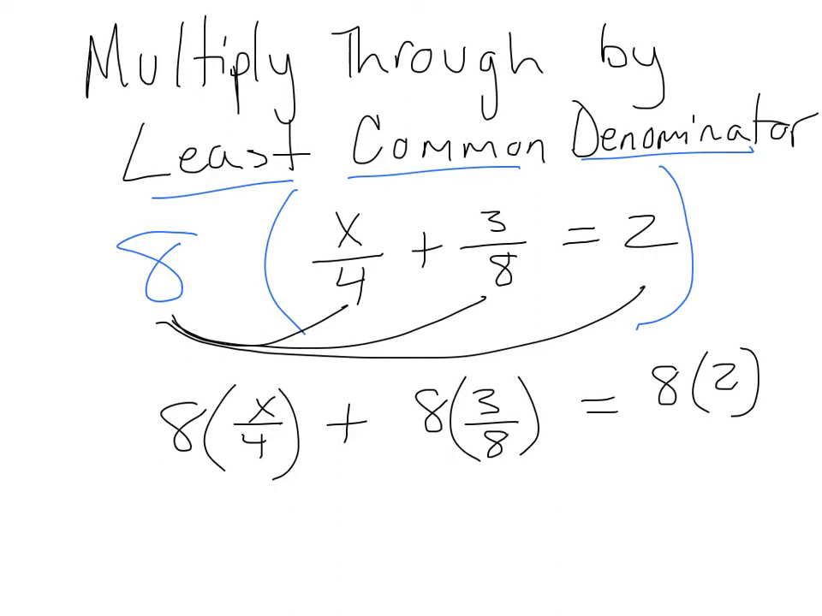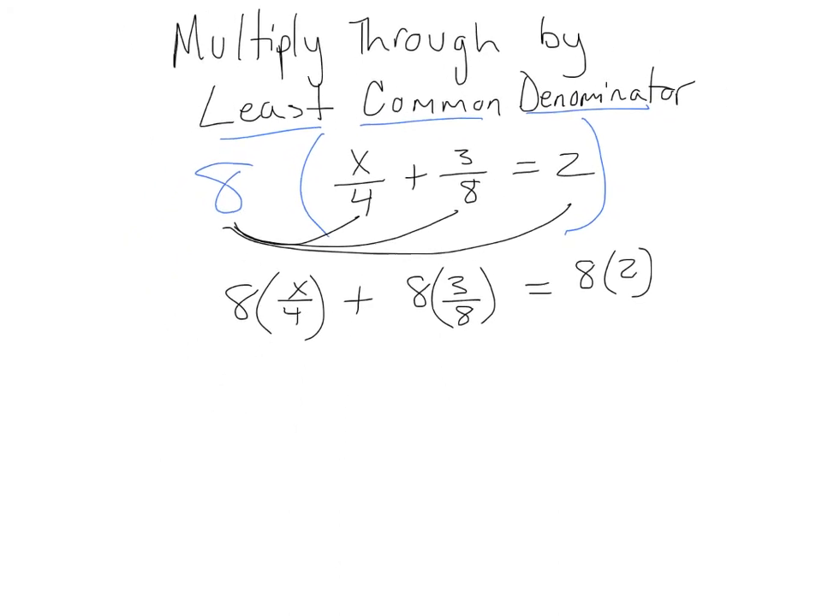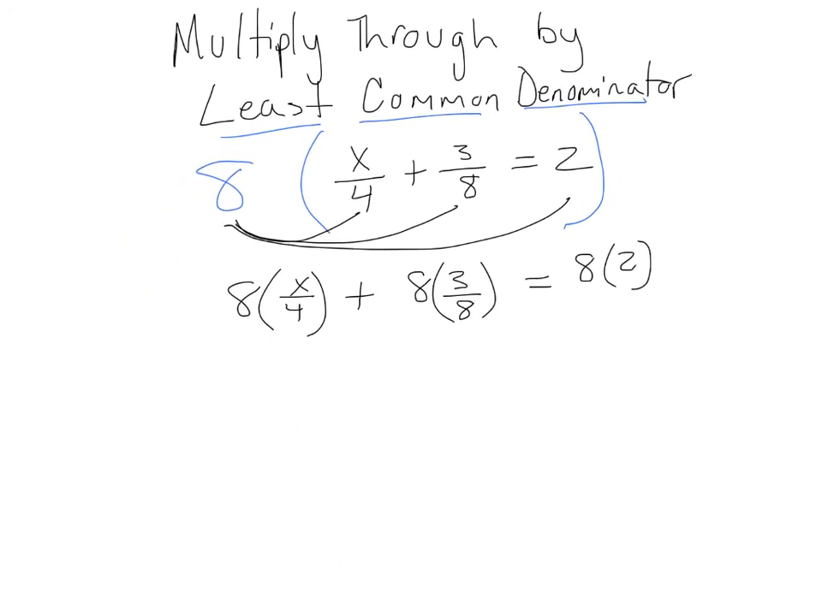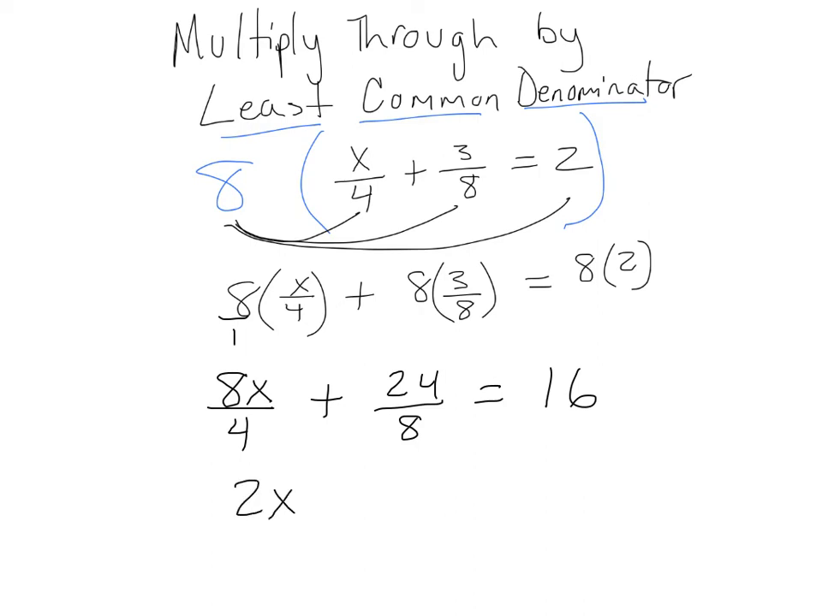All right, let's condense this a little bit. Let's bring it up here, and let's see what we have left. Again, when multiplying fractions, you've got 8 times x on top and 1 times 4 on the bottom here. Here you have 24 on top and 8 on the bottom, and then you have 16. Watch the magic that happens. 8 divided by 4 is 2 with an x. 24 divided by 8 is 3. And this is equal to 16.